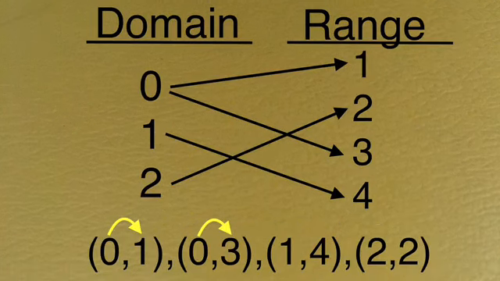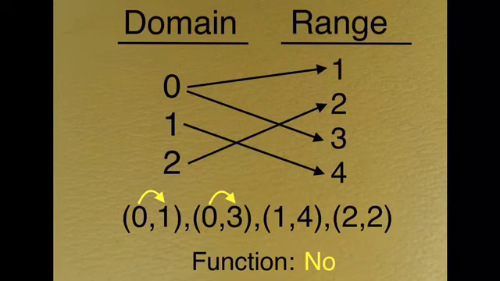Now that we've identified the relation for the domain and range, is this a function? No, because I have two different range values for the same domain value. So if I push that 0 button and get a 1, I expect to hit the same button again and get a 1, but I hit the same button again and got a 3.